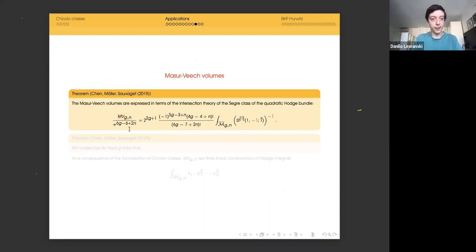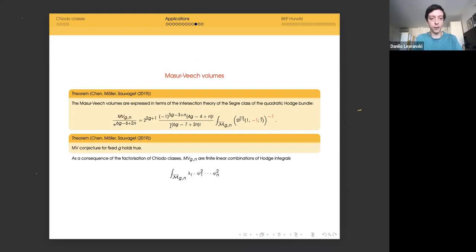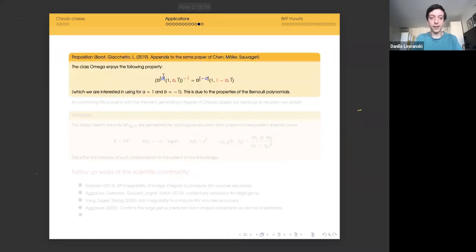But as a result of this theorem by Chen, Möller, and Sauvaget, the conjecture about Masur-Veech volumes that we made with several people holds true. And then in particular, you can decompose the Masur-Veech volumes of the principal strata of quadratic differentials as a linear combination of Hodge integrals. And here it is peculiar that the psi classes are always integrated to the power 2. And in fact, the relation is this one.